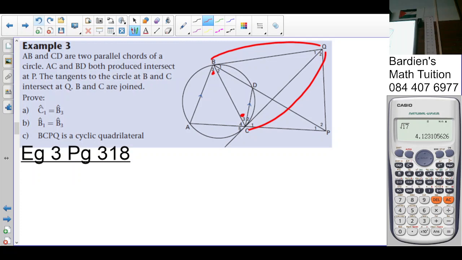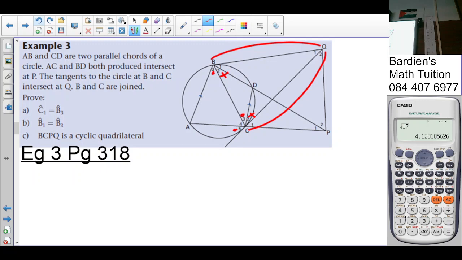C2, yes, is equal to D1. Why? It's equal to B2, yes. Why? Tan chord. B1? C5? It's also equal to B3, yes. So you'll get one dot there, yes. Tan chord theorem. What else do we know about B1?